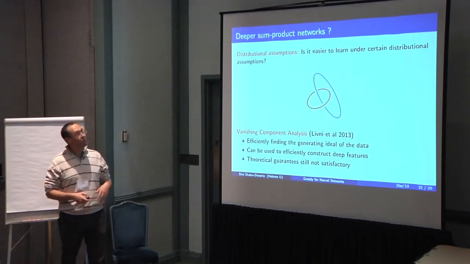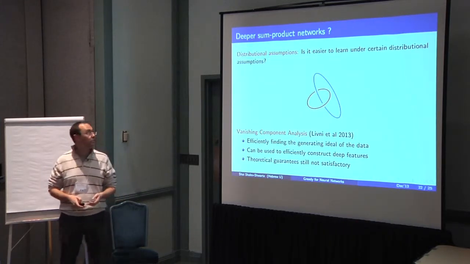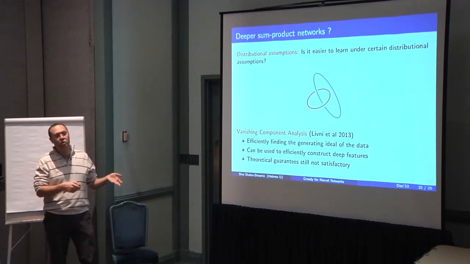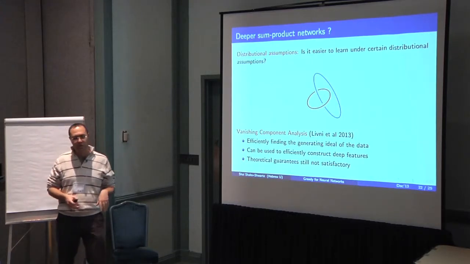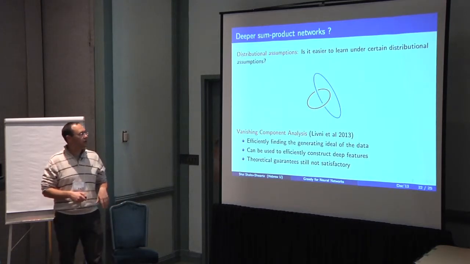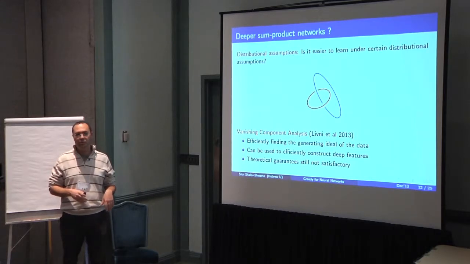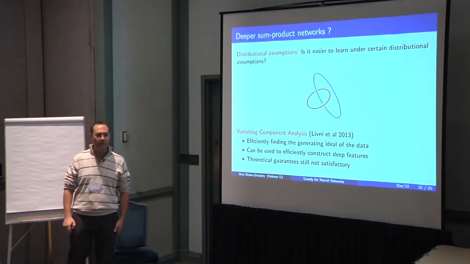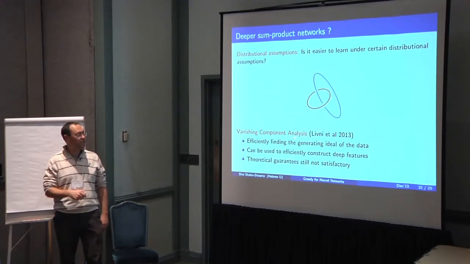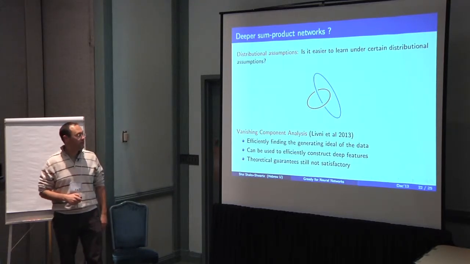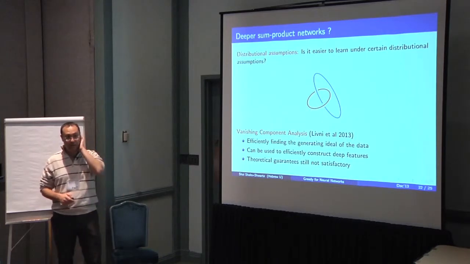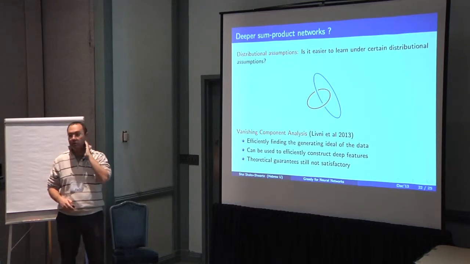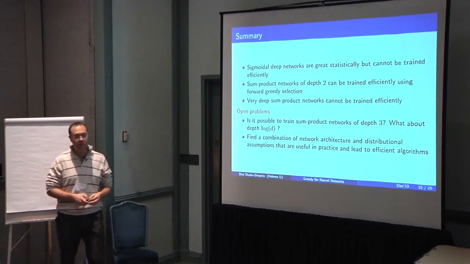So what else can we do? We can also impose some distributional assumptions. And of course, it should be easier to learn under certain distributional assumptions. The question is, what are reasonable distributional assumptions? One direction is to assume that the data lies on algebraic manifolds. There is a recent algorithm from last year's ICML, called Vanishing Component Analysis, which enables finding a crisp identification of such algebraic manifolds by finding the generating ideal of the data. And this can be done efficiently. But the theoretical guarantee is still not satisfactory, because we are still working to make it both computationally and statistically efficient.